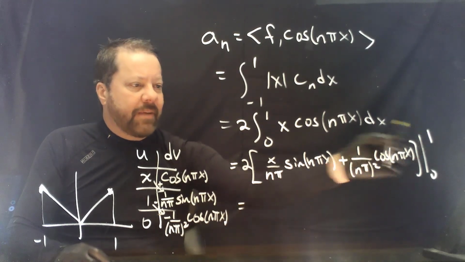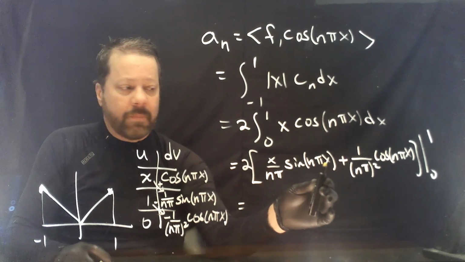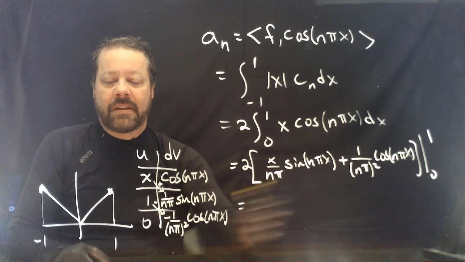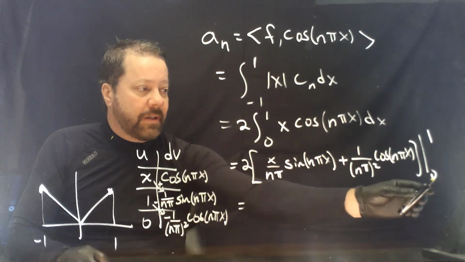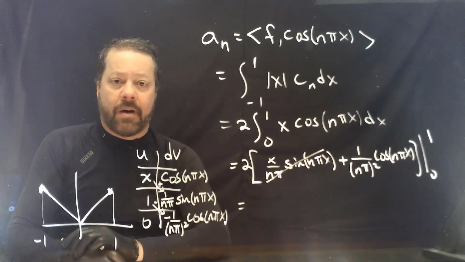If we evaluate at 1 on this first term, we'll have a factor of 1, but that's not the really important part. The important part is we'll have sine of n pi, which is 0. Similarly, when we plug in 0, we'll get 0. So this term cancels off.